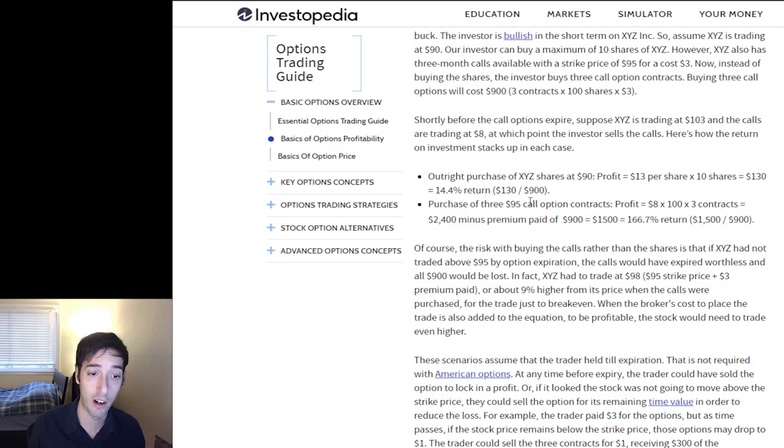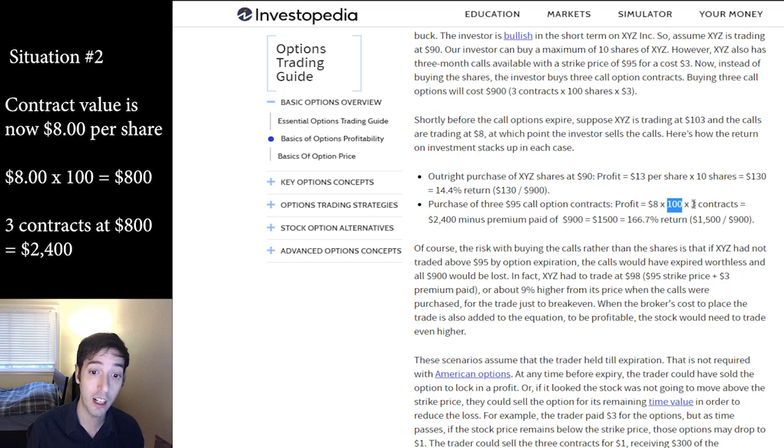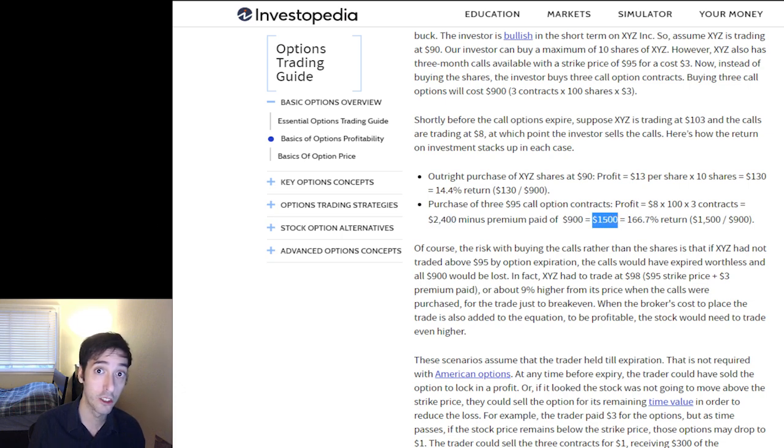The contract, however, the premium went up to $8 times 100. It's for the right of 100 shares, so that's 800 times 3 contracts. So 800 times 3 is 2,400. And obviously you have to subtract what you paid for the options contract. So you subtract the 900 from the 2,400, and you just made $1,500 for an investment of $900.